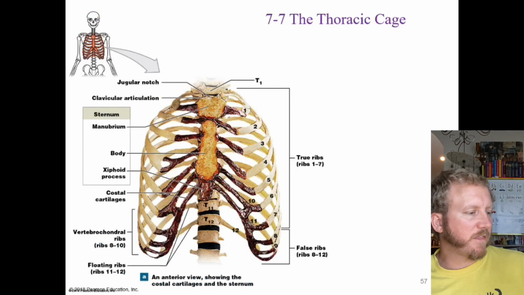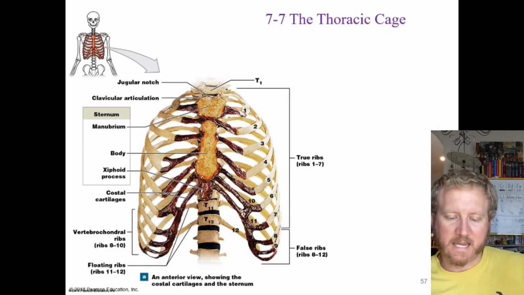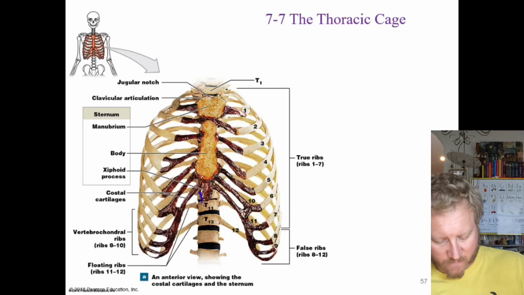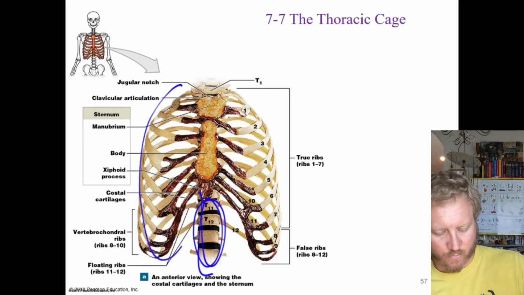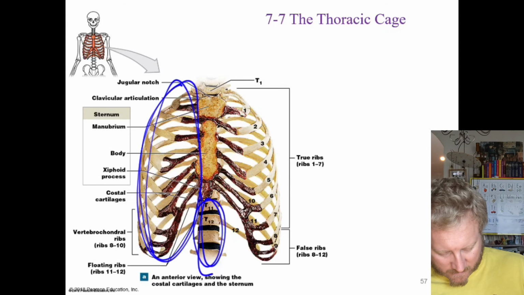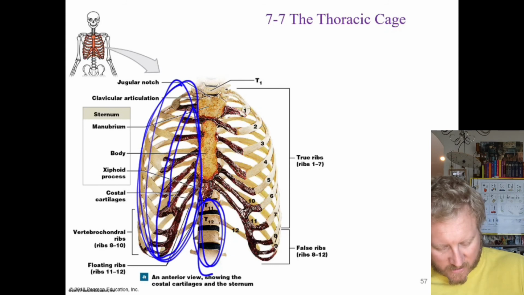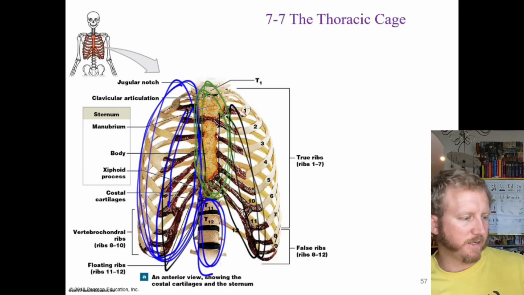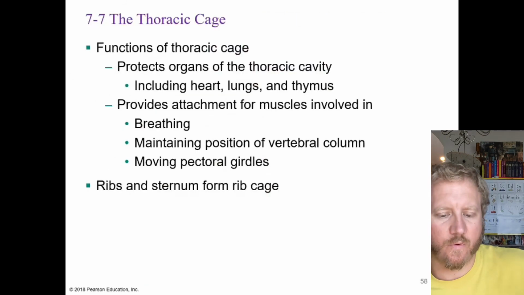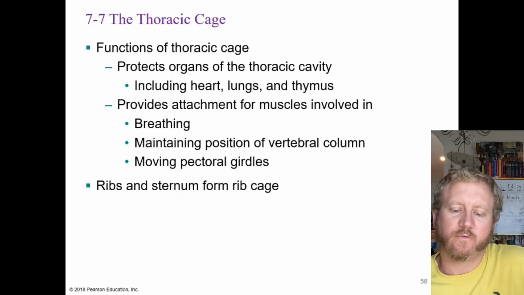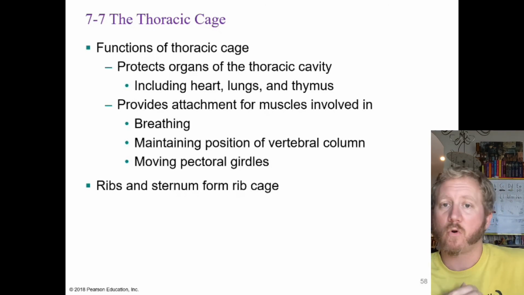Moving away from the back, we've got the thoracic cage, also known as the rib cage, and this is the skeleton of the chest. It consists of the thoracic vertebrae, you can see back here, the ribs, which you can see right here, the costal cartilages, which are these dark red, sort of maroon-looking structures right here and right here, and the sternum, which is this middle part right here. The functions of the rib cage are to protect the organs, including the heart, the lungs, and the thymus, and provide attachment for muscles involved with breathing, maintaining upright position, and moving the pectoral girdles.